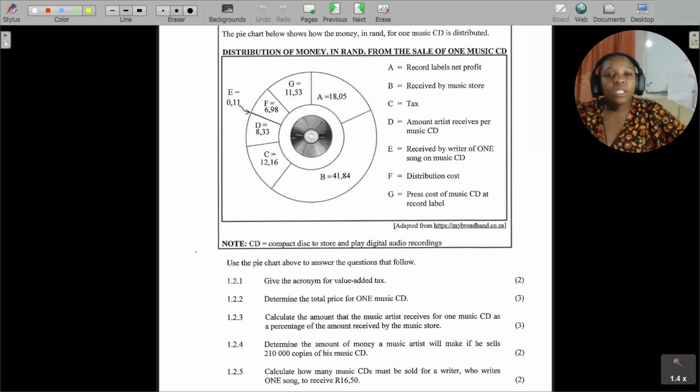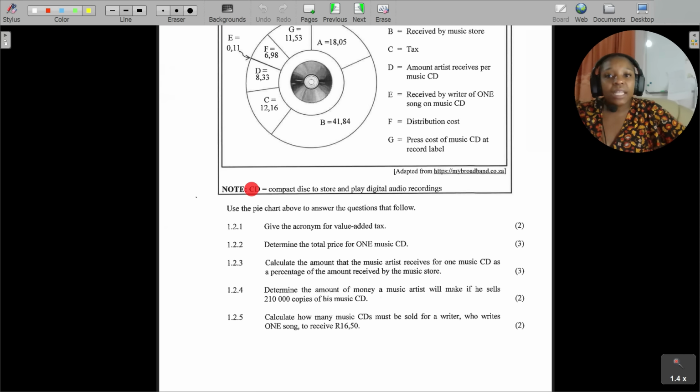D is the amount the artist receives per music CD. The artist receives R8.33. E is received by the writer of one song, so the writer of the song gets 11 cents. F is the distribution cost, it's R6.98. G is the press cost of a music CD at a record label, it's R11.53.